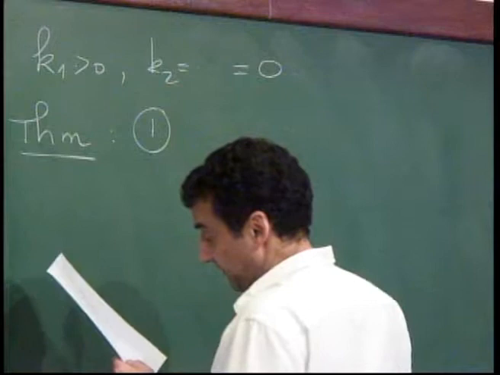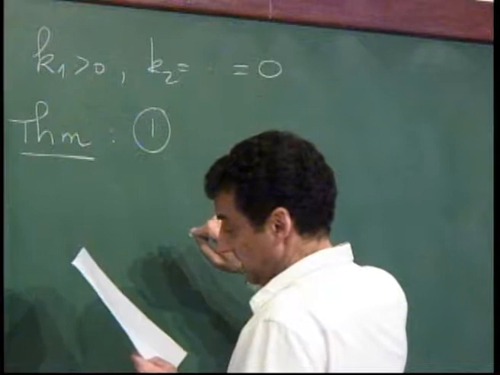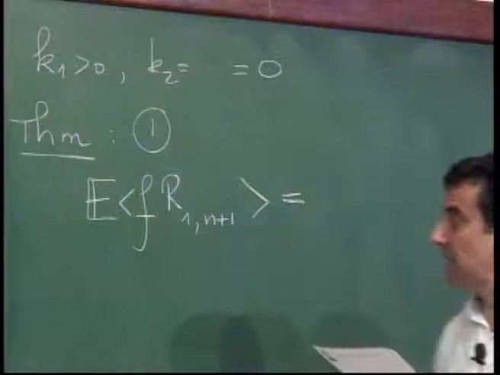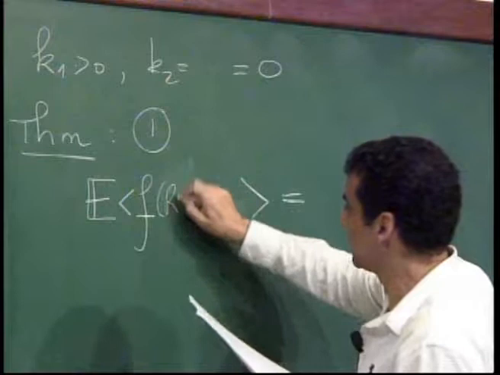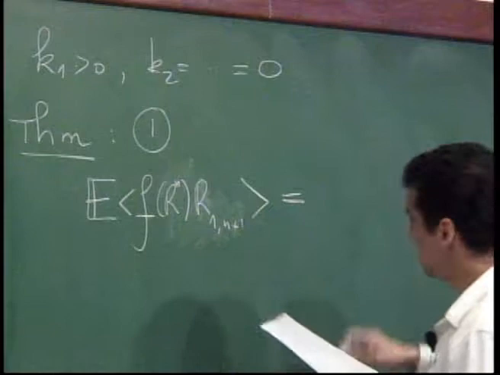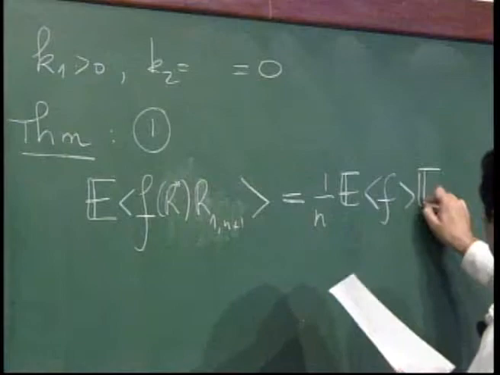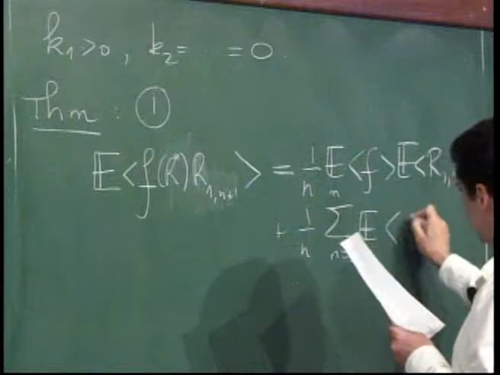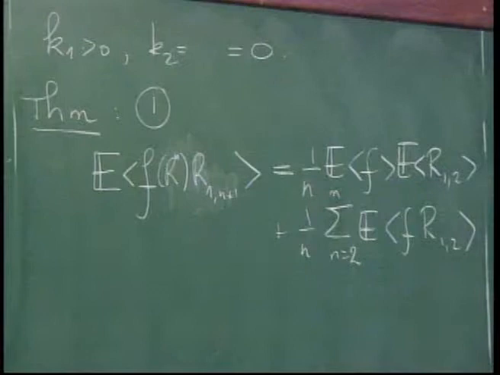The expectation of f of r1 n plus 1, it's easy to specialize here. Let's say of f of rn, r1 n plus 1, is 1 over n expectation of f, expectation of r1, 2, plus 1 over n sum of expectation of f, R1, 2. Just specialize.